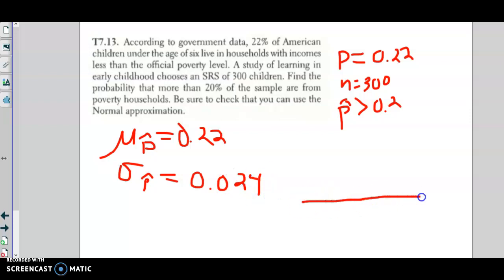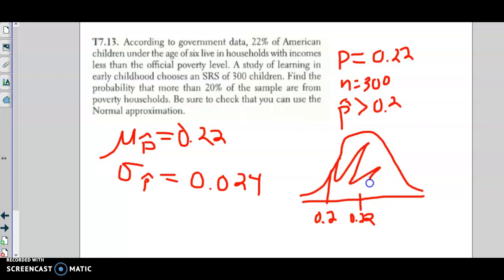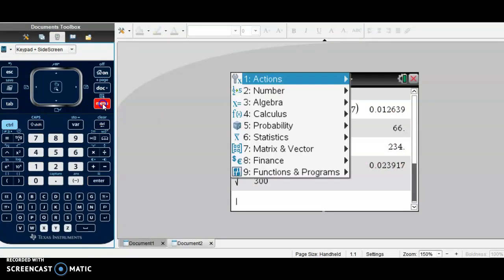Sketch my normal curve. There's my 0.22. Let me double check. I want the probability that more than 20%. So 20% is over here, and more means my shading is above. I'm going to shade all this. Lovely shading. So I go to norm CDF on the menu.